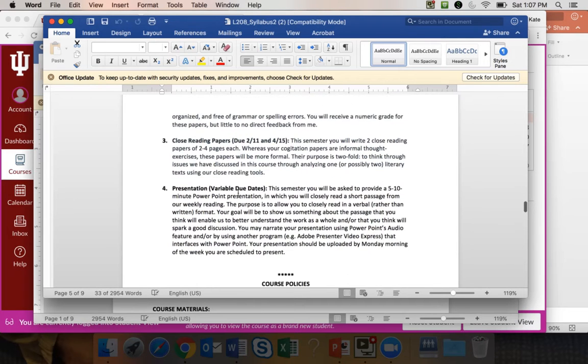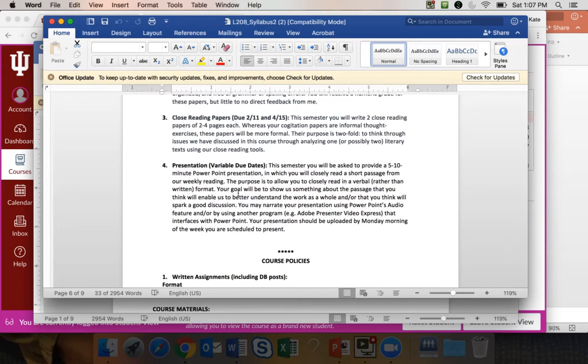Your third assignment is a close reading paper. You'll have 2 of them. They're going to be due on February 11th and April 15th. These 2 close reading papers should be 2 to 4 pages each.